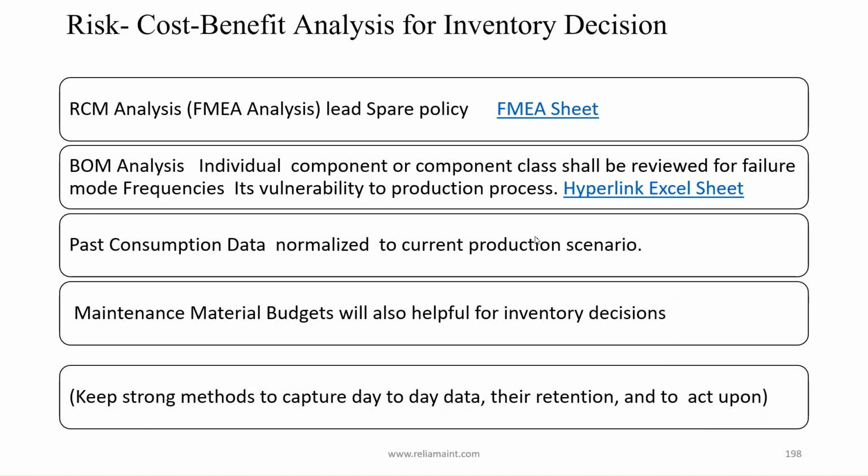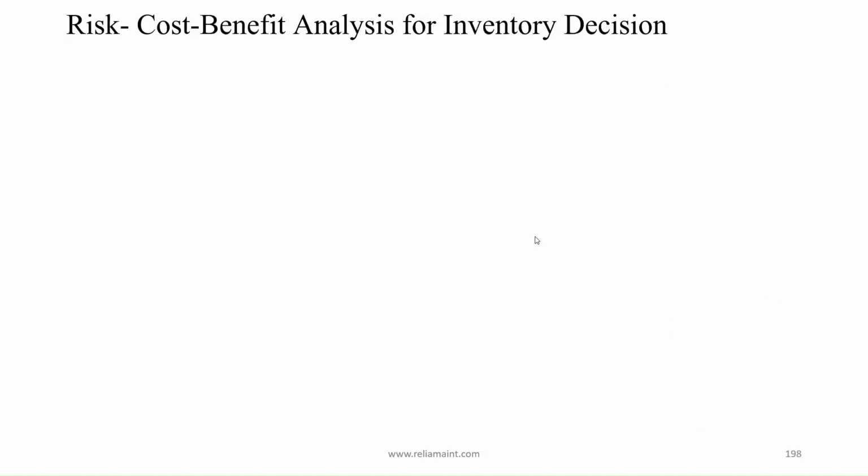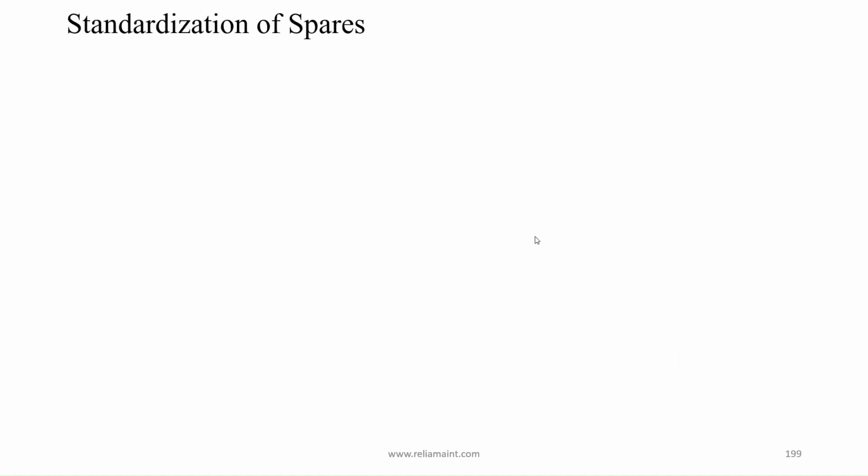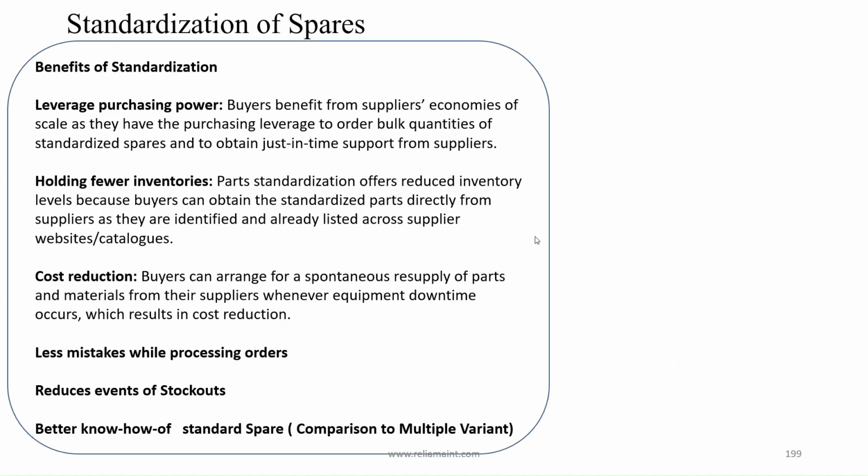BORM analysis: individual component or component class shall be reviewed for failure mode frequencies, its vulnerability to production process. Hyperlink Excel sheet. Past consumption data normalized to current production scenario. Maintenance material budgets will also be helpful for inventory decisions. Keep strong methods to capture day-to-day data, their attention, and to act upon.